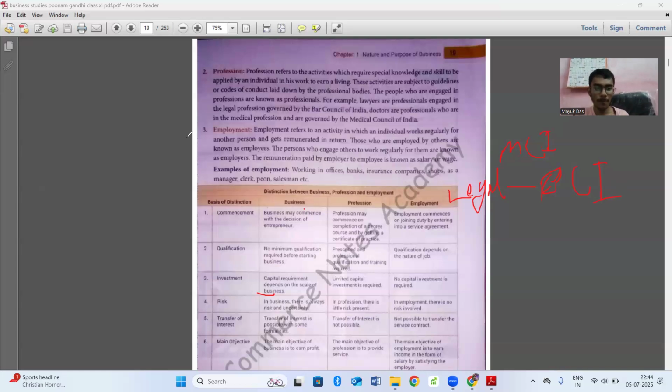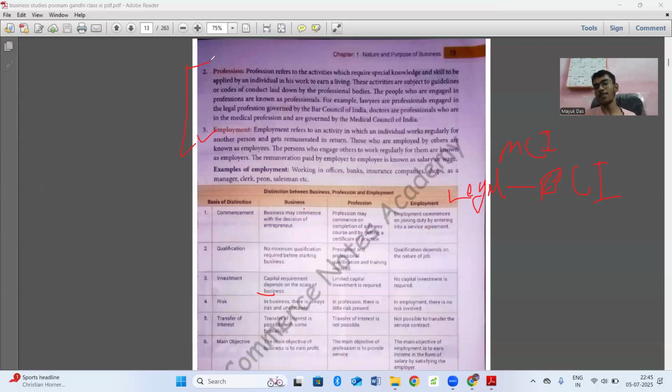Now the last one is called employment. This is quite easy. Employment refers to an activity in which an individual works regularly for another person and gets remunerated in return. Now profession and employment: profession is something which I independently do for myself, for my satisfaction. But employment I do for another person's satisfaction, for another person's profit, basically.